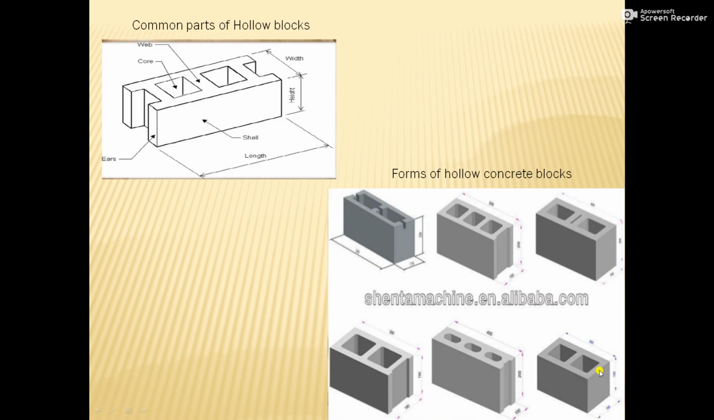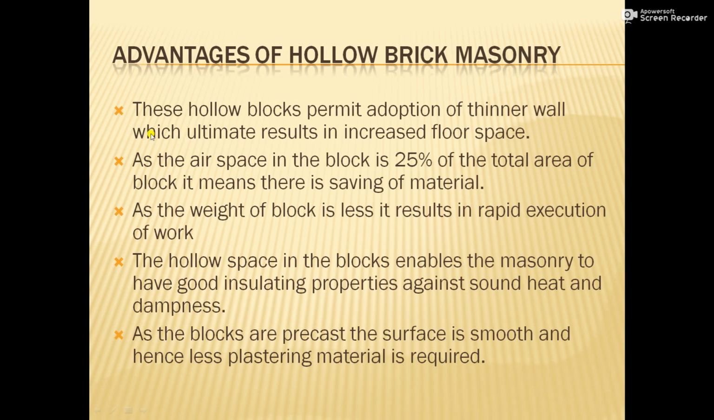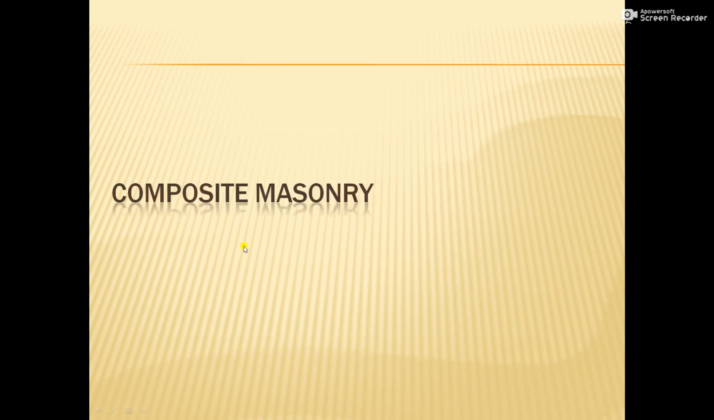So these are some images of the hollow blocks. Here we can see one block which has one core in between. So it is known as a hollow. This is the hollow portion which is provided in the concrete block. It is known as a hollow block. Here we can see the various parts of this hollow block masonry.